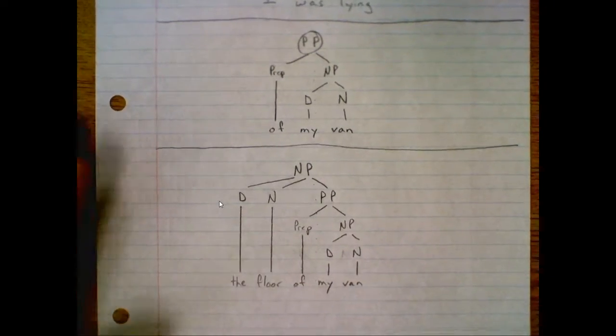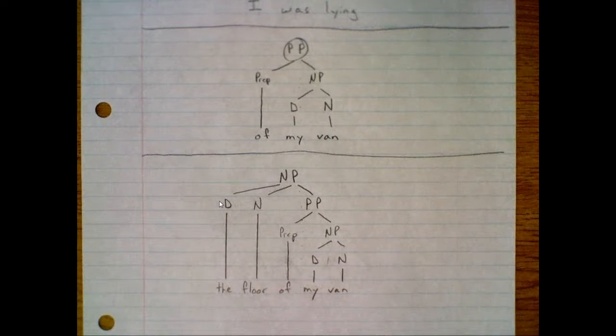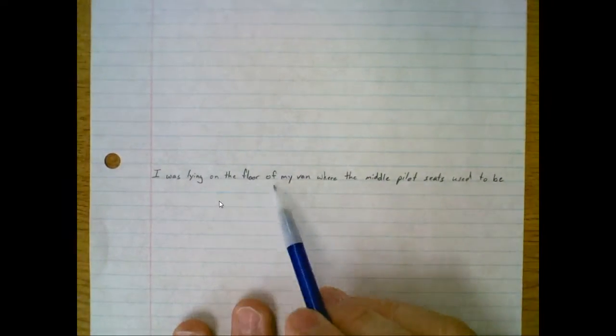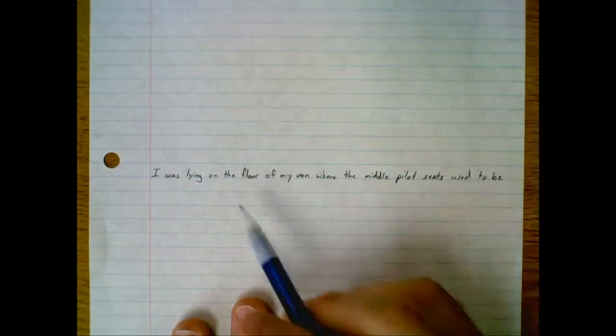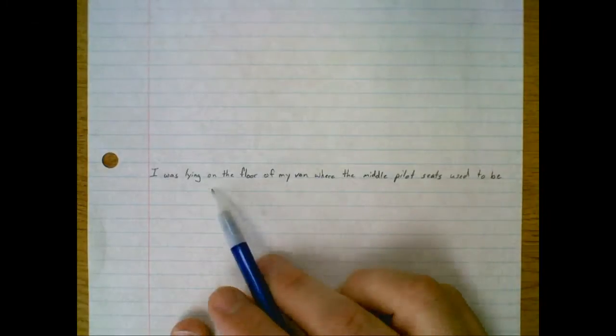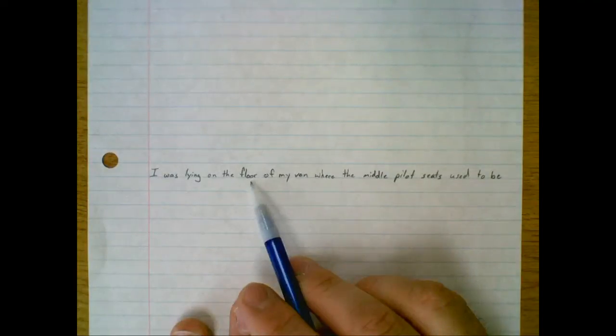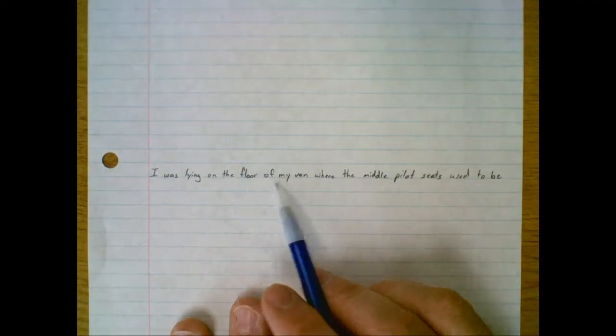All right. Let's take a look at something a little more complicated. Here we go. Let's try a couple of prepositional phrases back to back. On the floor of my van. Actually, this is one big prepositional phrase, on the floor of my van. But we have on the floor is our main prepositional phrase, and then a second prepositional phrase modifies part of the main prepositional phrase. So here's how we do that one.